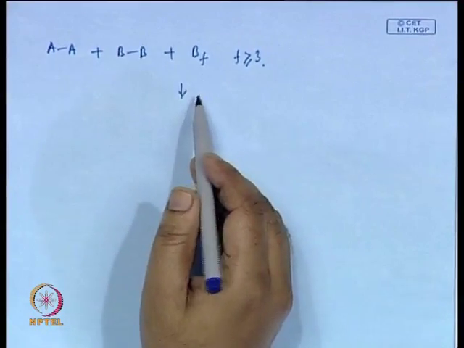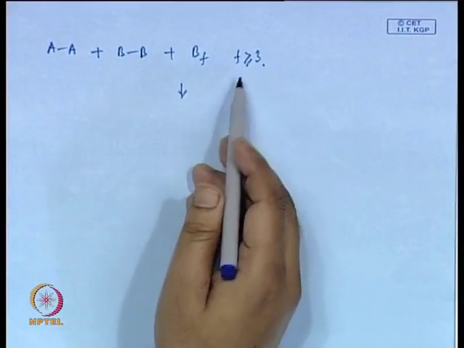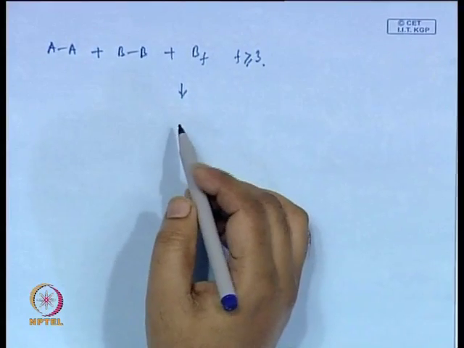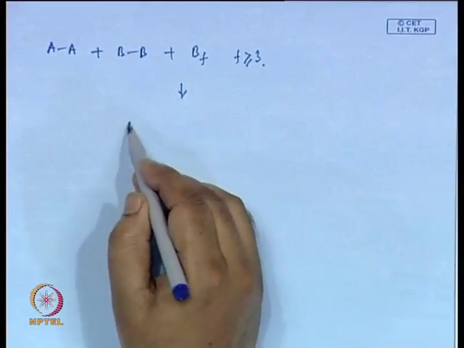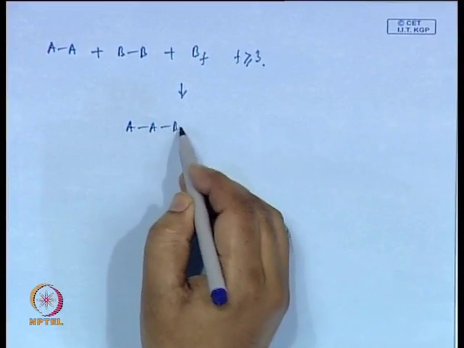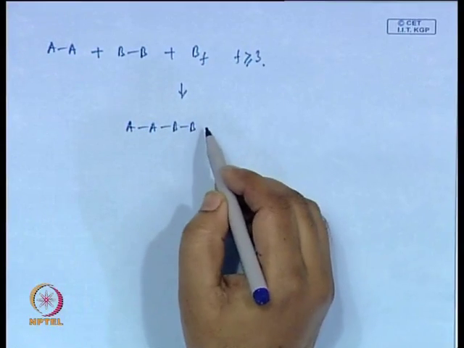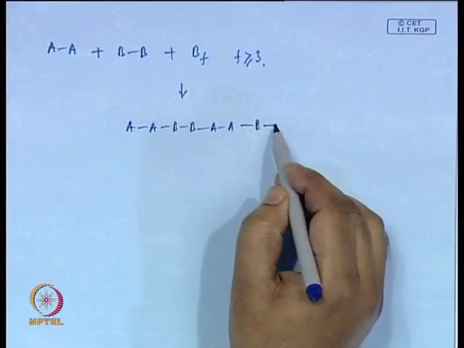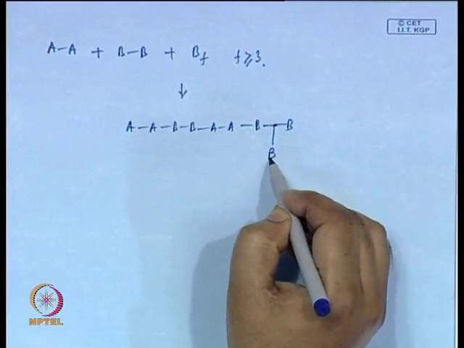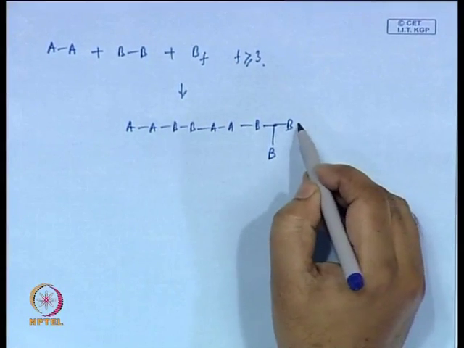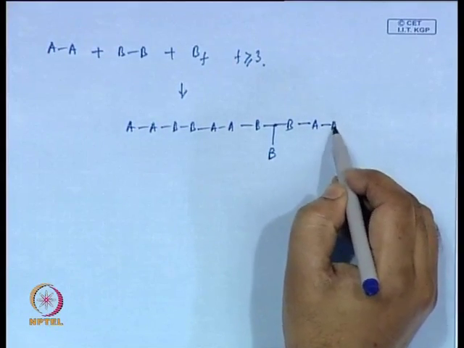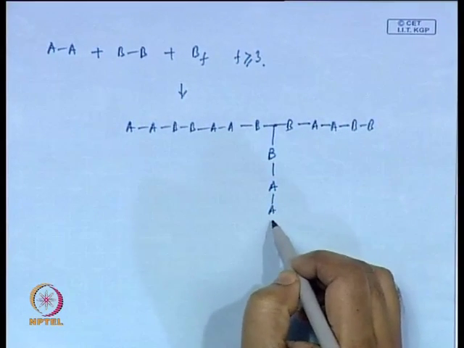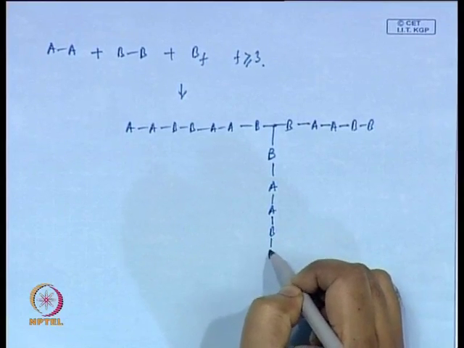How will it react? This one is AA plus BB, BF, where F is 3 or higher. Obviously the reaction will be A, B, B, B, A. Suppose this B comes here and you have B, B. Suppose we are talking about F is 3, this will react with A, again B, B, this will react with A and B, B and so on.